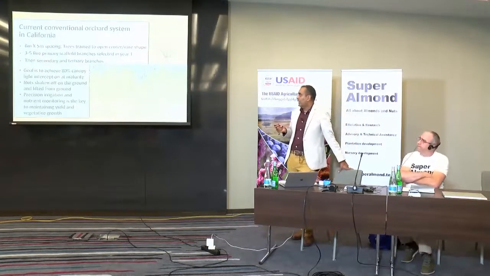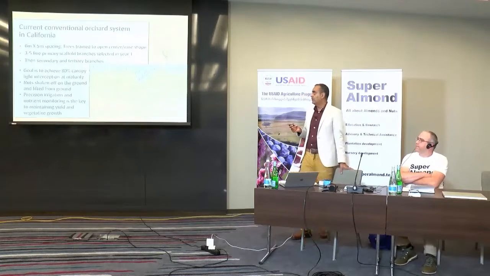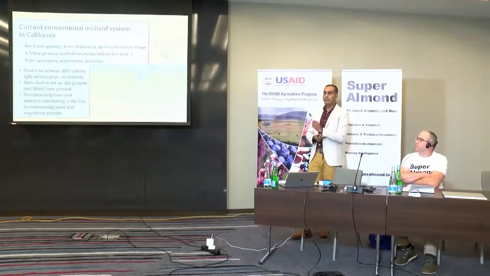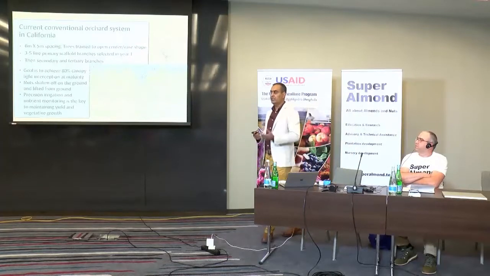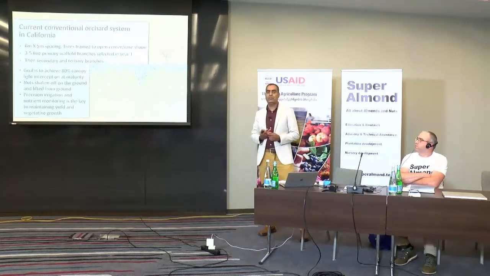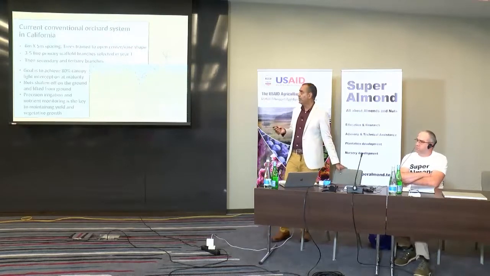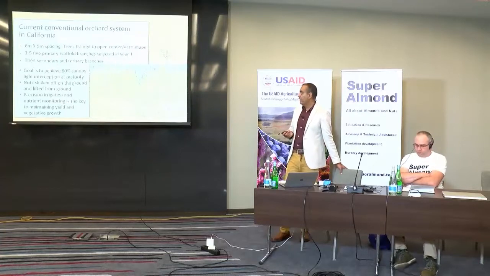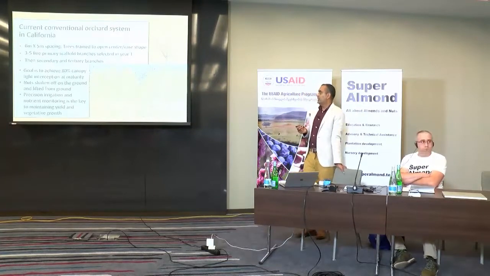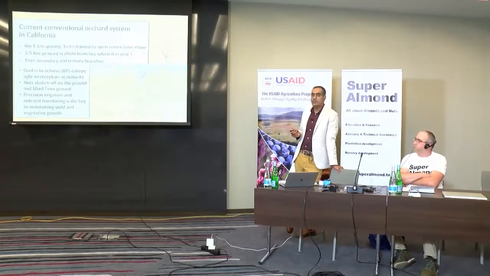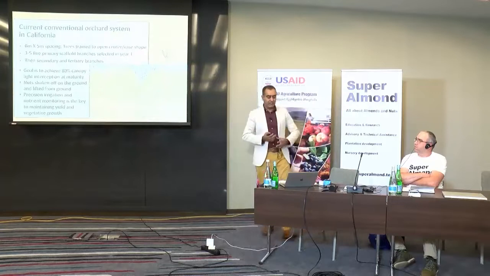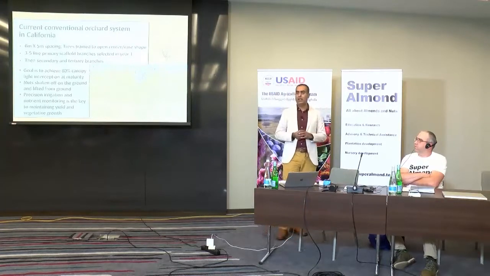So in California, the nuts are typically shaken off from the trees to the ground, and then they let them stay there for about a week to 2 weeks to dry, and then they're lifted from the ground. There are so many problems with that system, with the dust and aflatoxin contamination and all of that. So a lot of research is being done to improve that system. And in California these days, precision irrigation and nutrient monitoring is the key focus for maintaining yield and vegetative growth. So that is my presentation on orchard design and things that we need to keep in mind.